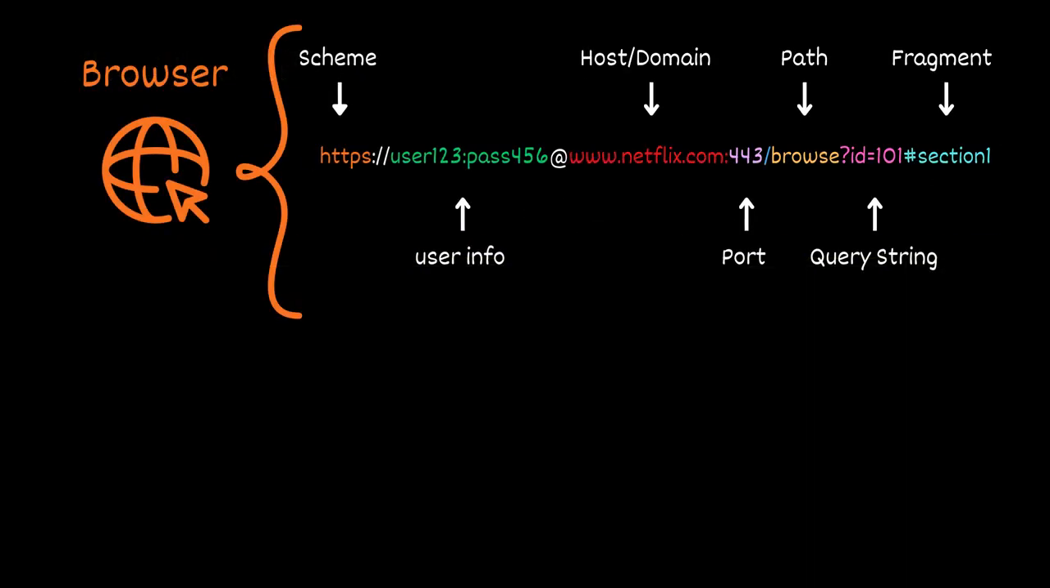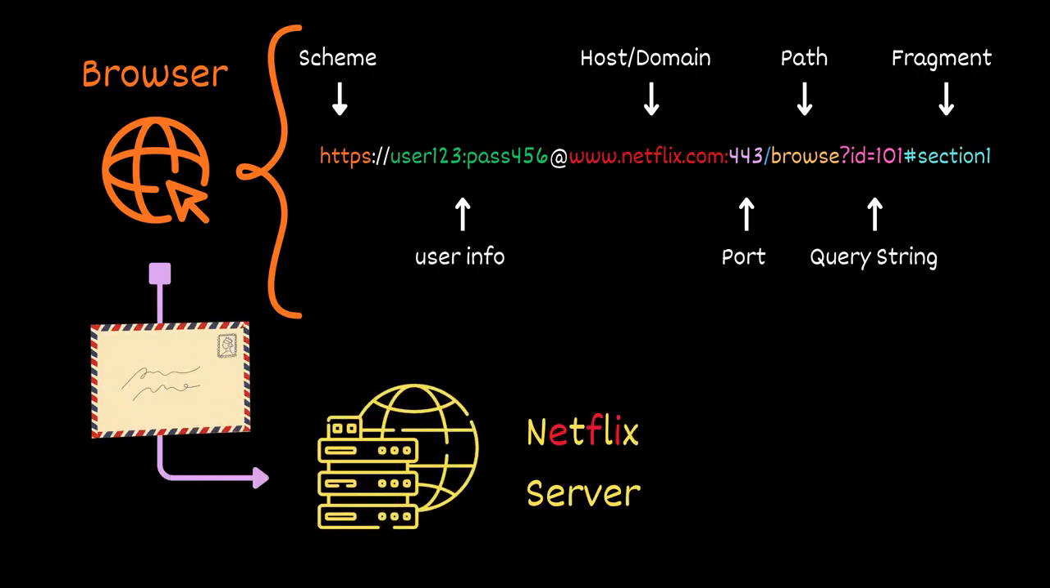But once the browser has this instruction, how does it actually ask for the page? It does that by sending a request, like a digital letter, to the server of the website it's trying to reach. And that letter is called an HTTP request. In the next video, we'll open up that letter and look at what's inside, line by line.